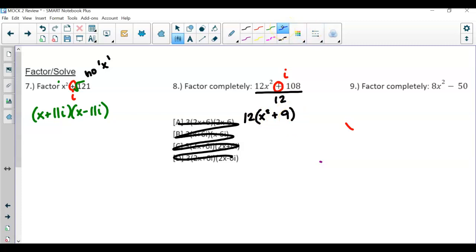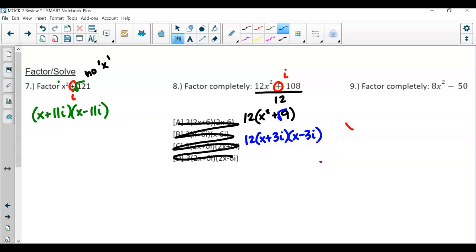Then notice we still have our sum and we do have a perfect square here. I can take the square root of 9. So this is 12 times x plus 3i times x minus 3i.